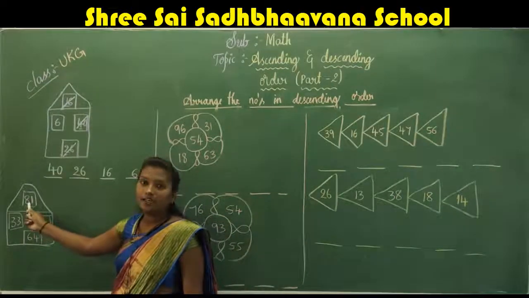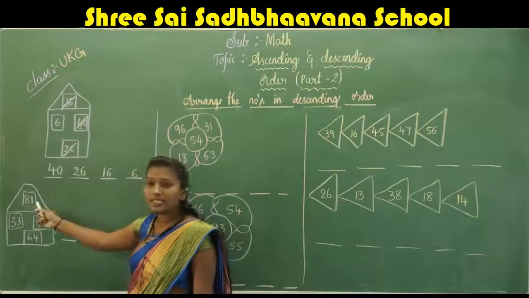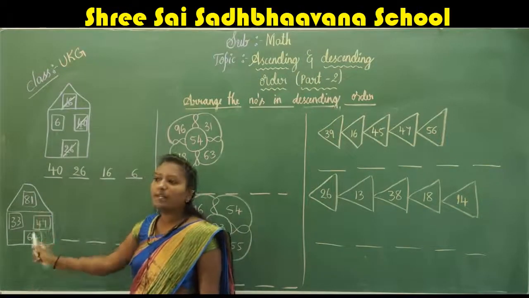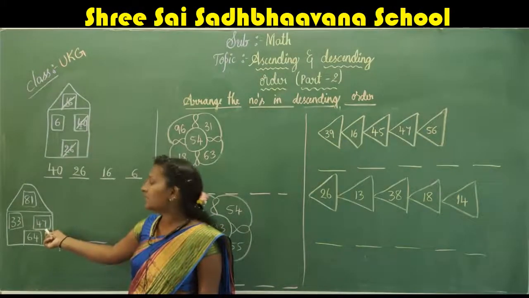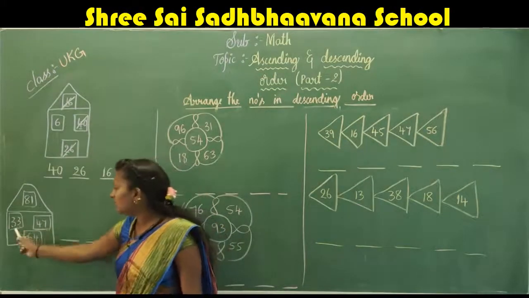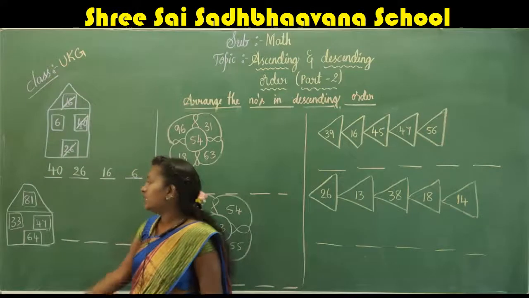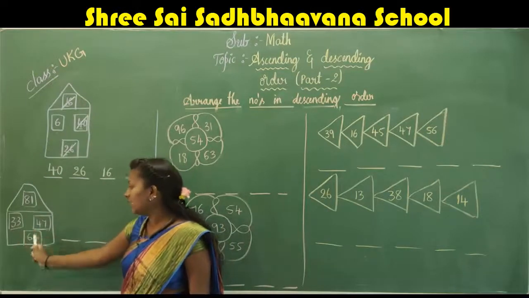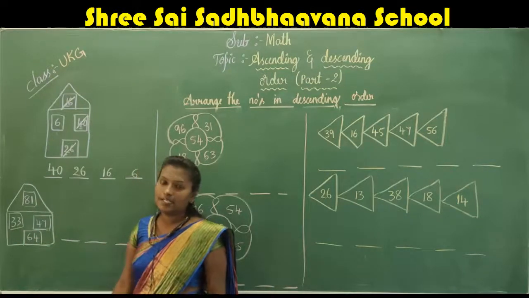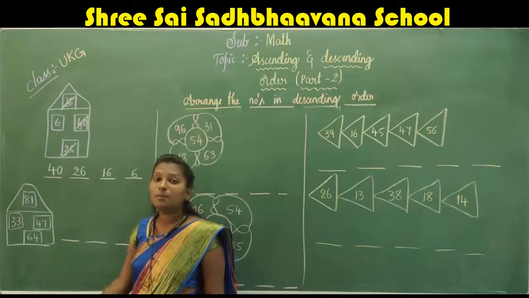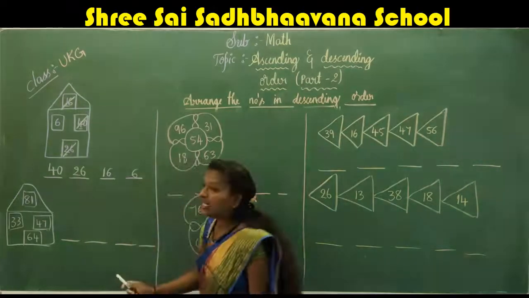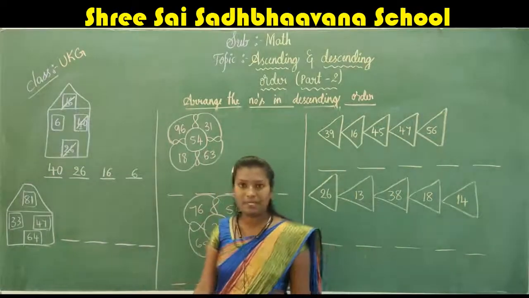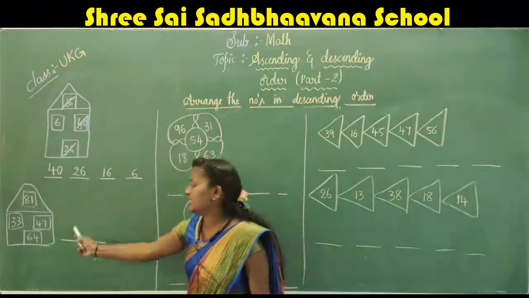So children, here is number 81. What number is this? Yes, this is 81. Then what numbers are these? Yes, these are 47, 33, 64. So the numbers are 81, 33, 47, 64. There are 4 numbers. Which is the biggest number? Do we write that in the first place or the last place, children? Yes, in the first place.